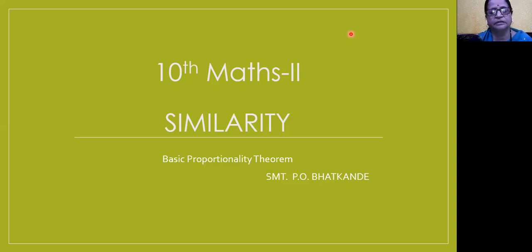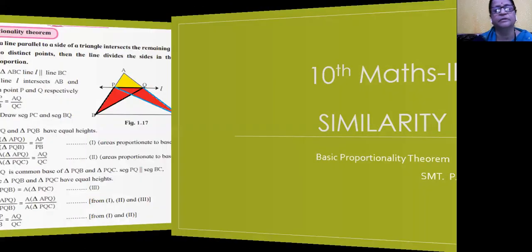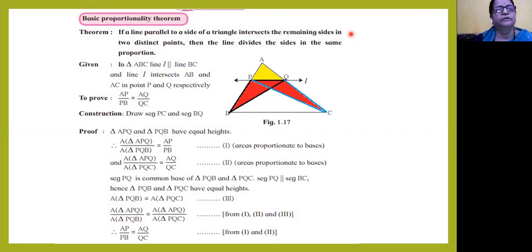Before we start this, we have studied similarity. Today we are going to study the basic proportionality theorem. In this theorem, if a line parallel to a side of a triangle intersects the remaining sides in two distinct points, then the line divides the sides in the same proportion.